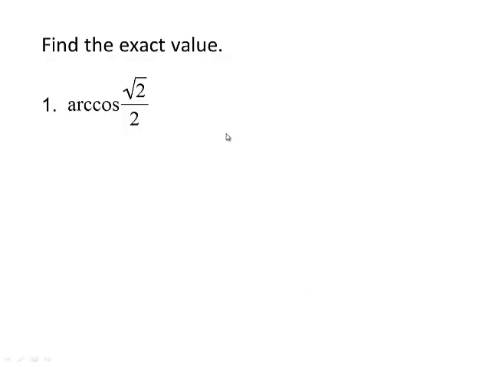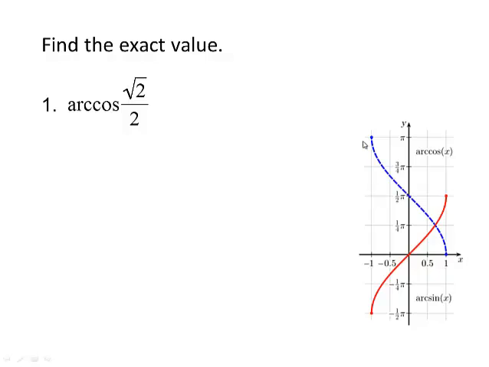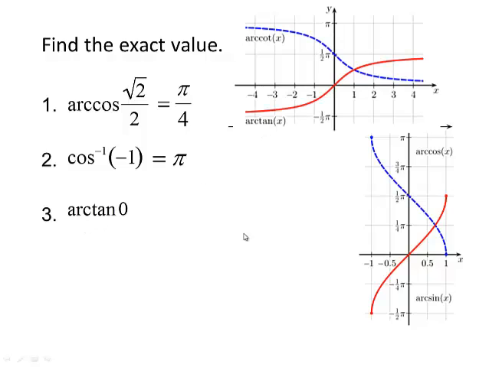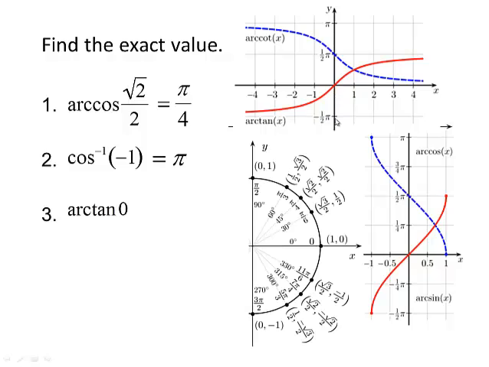Arc cosine. Well, our cosine is this piece right here. Where is that? Cosine is the x value, so radical 2 over 2, that would be pi over 4. What about arc cosine of -1? Well, that should be just pi. And then arctangent of 0. 0 would be 0, right? 0 over 1. This is your tangent, sine over cosine. That will be 0.